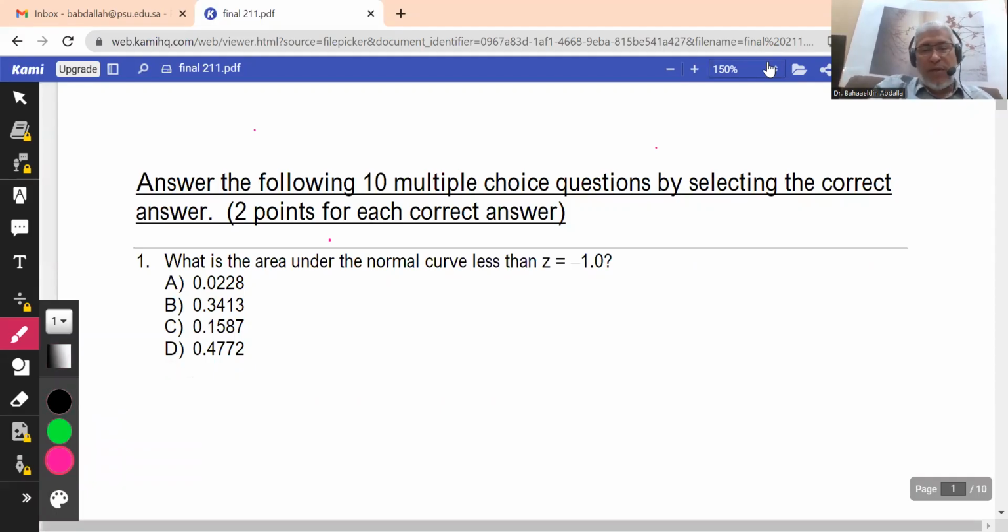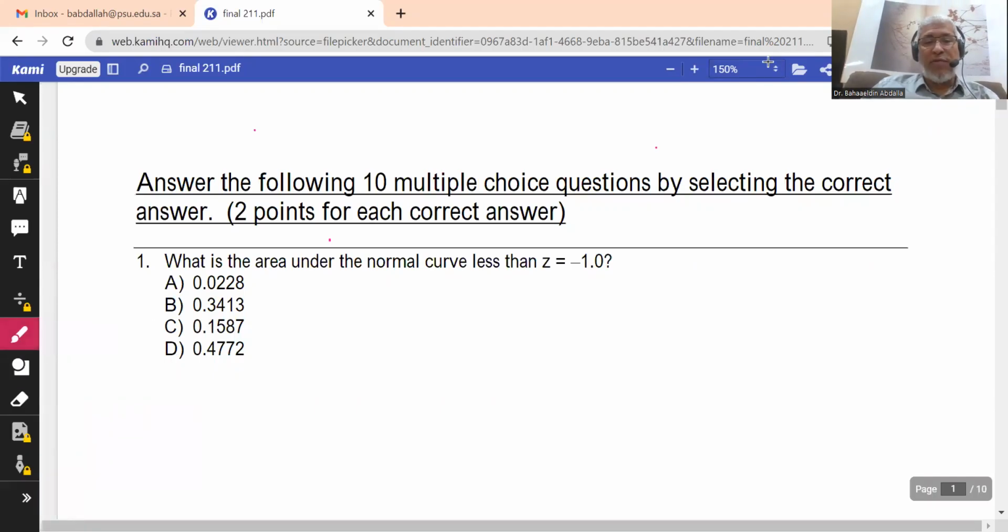This is the final exam of term 211 of Stat 101. Let us solve it together. First part, answer the following 10 multiple choice questions by selecting the correct answer. What is the area under the normal curve less than z equals -1? So he needs the probability that z is less than -1.